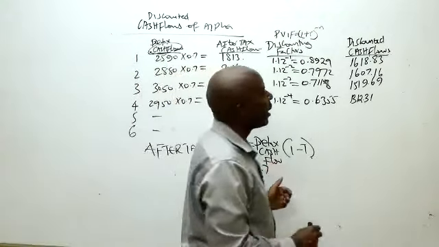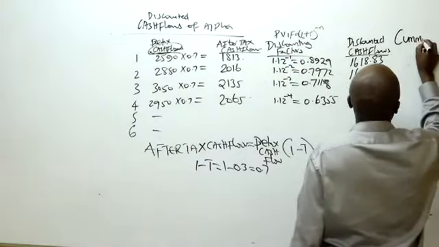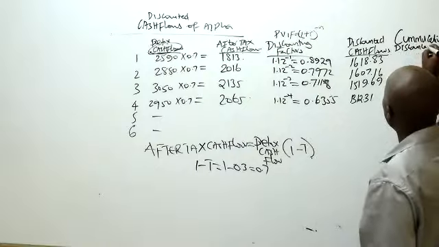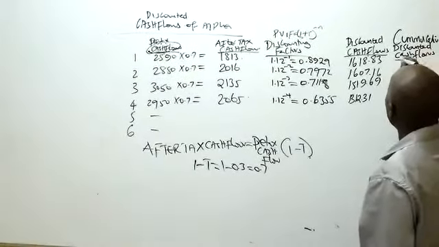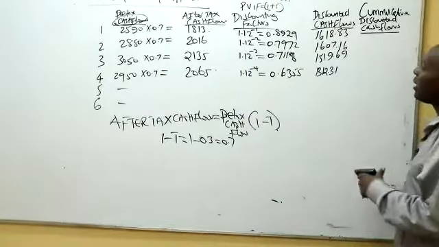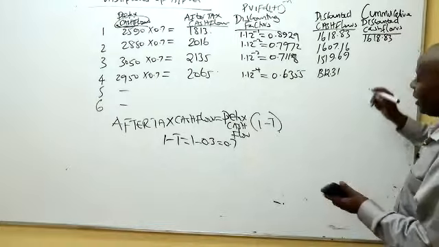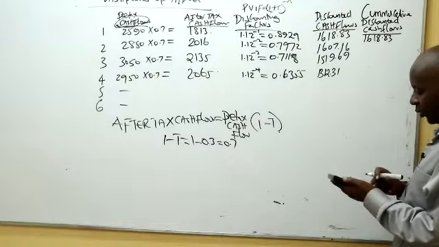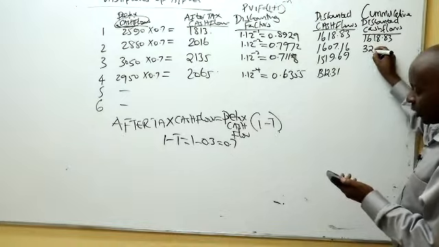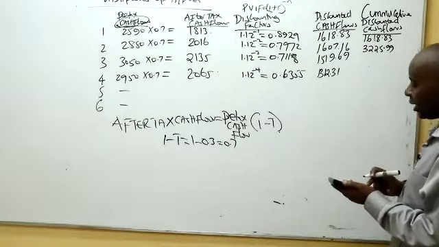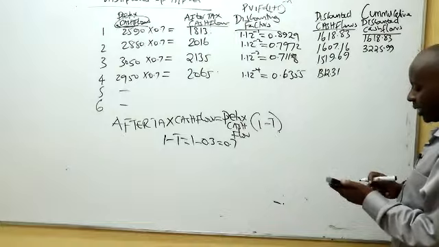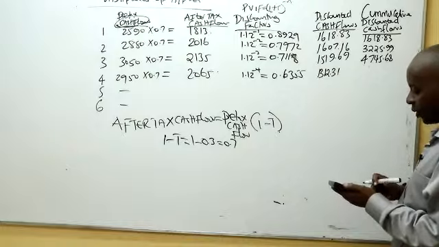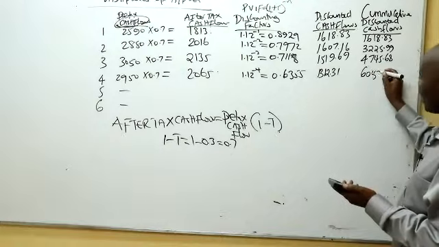Now the next thing that you're supposed to do here is to ascertain the cumulative discounted cash flows. So you're accumulating them downwards. We start with this, which is 1618.83. So we have here 1618.83 plus 1607.16 equals, I'm getting 25.99, plus 1519.69 equals, I'm getting 45.68, plus 12.31. I'm getting 57.99.